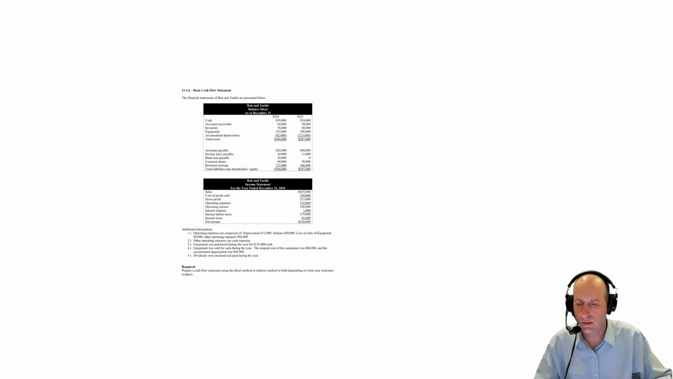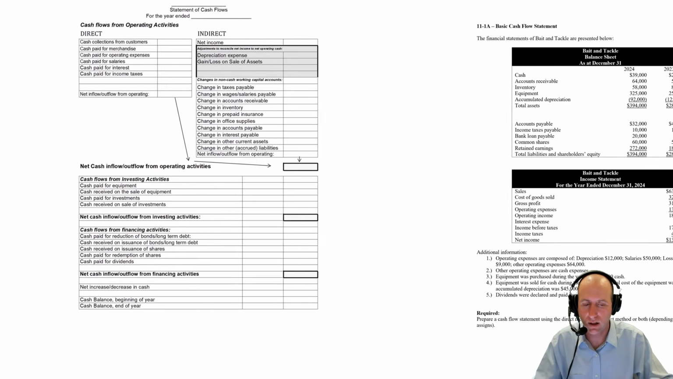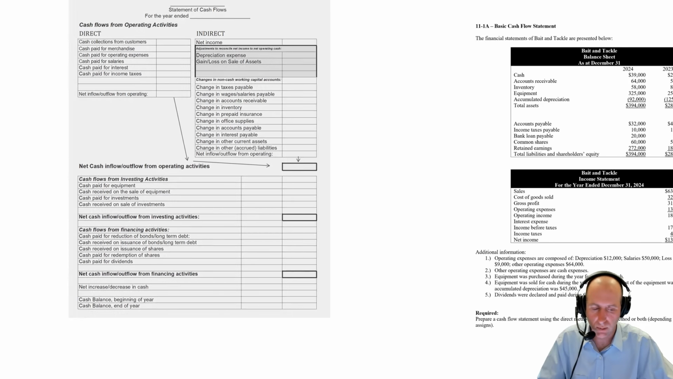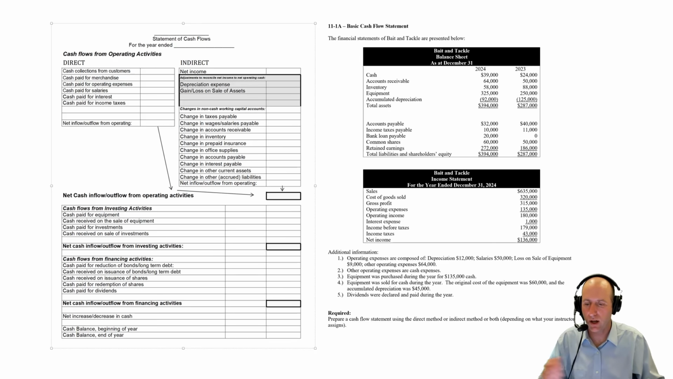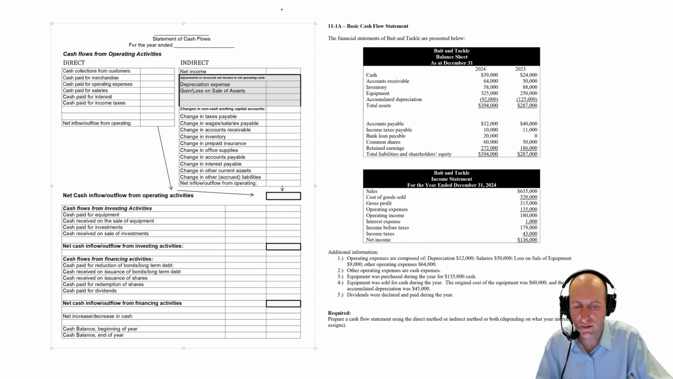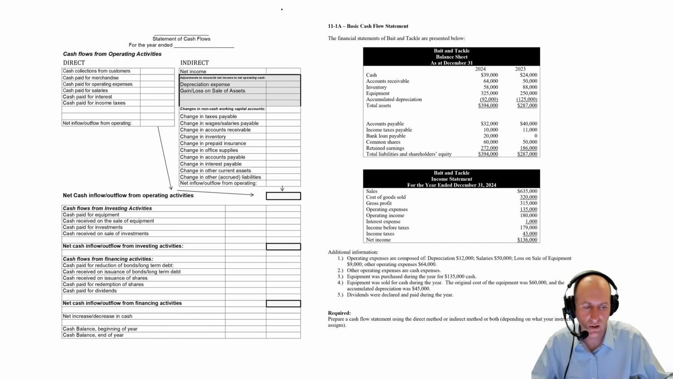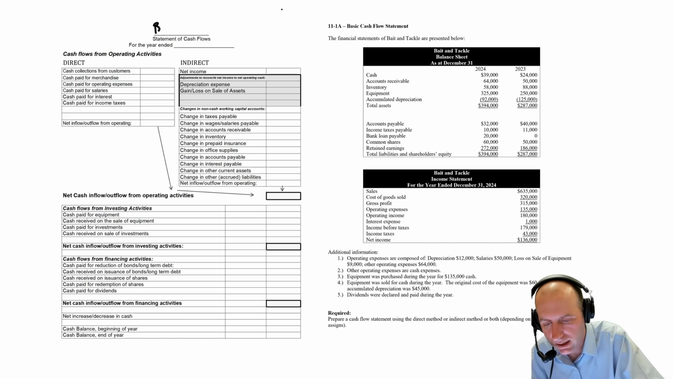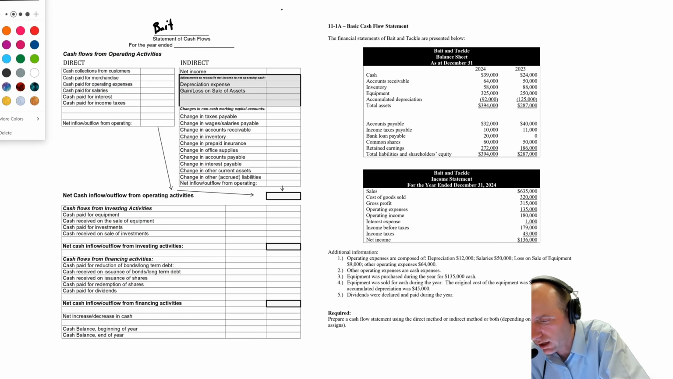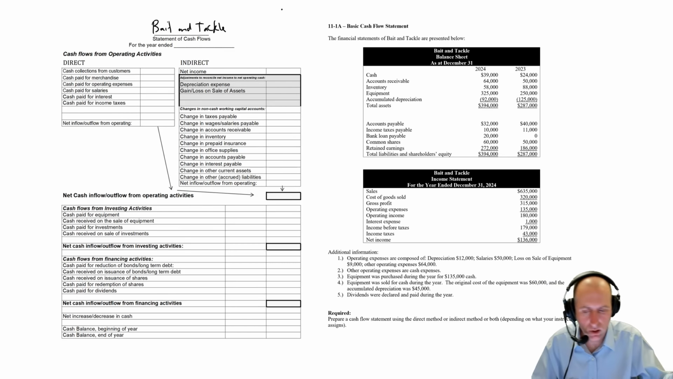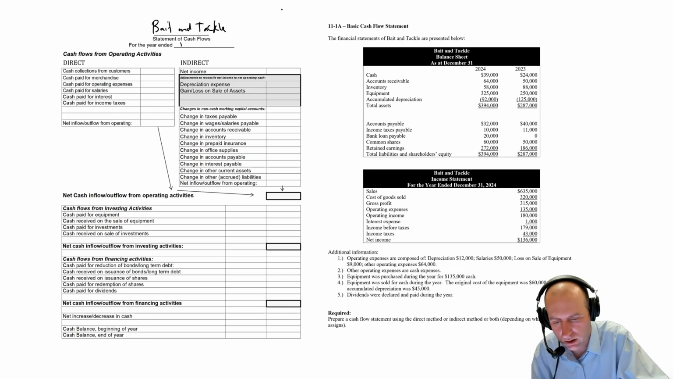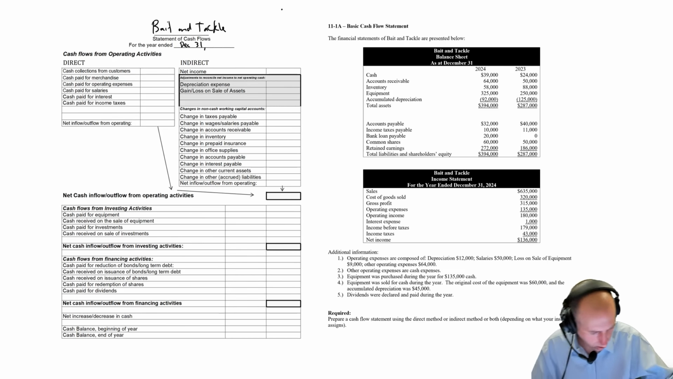As promised, we're going to use this template. Where is that template? There it is. I knew I left it somewhere around here. I'm just going to fill it in by hand, but I do have the Excel version of the spreadsheet handy for us. So let's get going to fill in the template. To start, I want to give a title, and the title is the name of the company, Bait and Tackle. We're doing a statement of cash flows for the year ended December 31st, 2024.